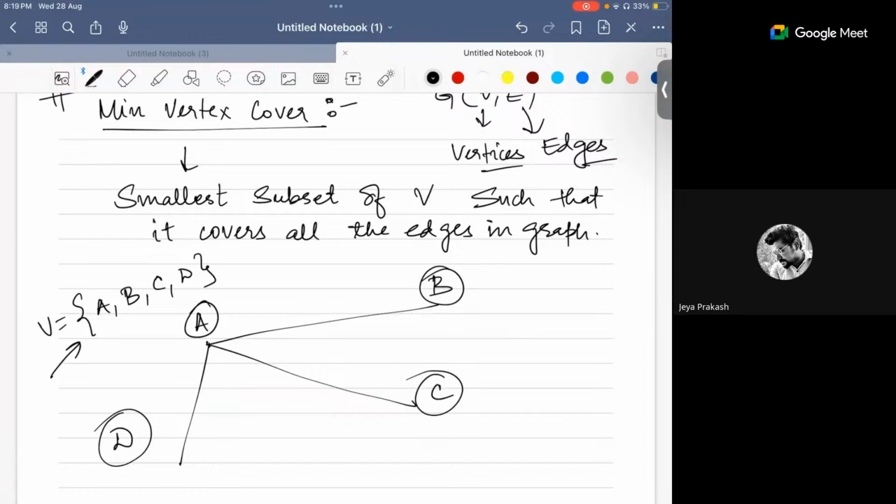Okay, for example, here I'm taking A and B. If I'm just taking A, this edge is covered, this edge is also covered, this is also covered, right?